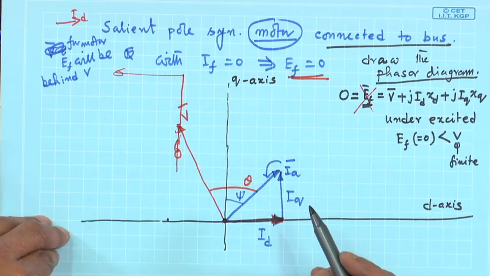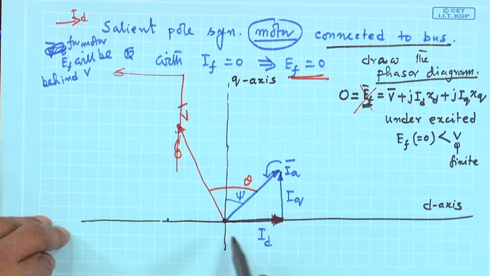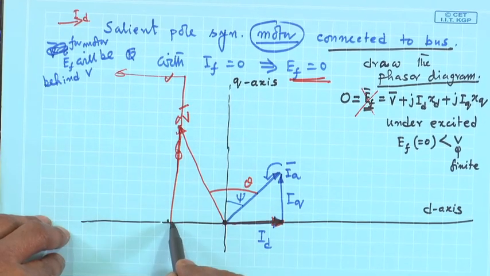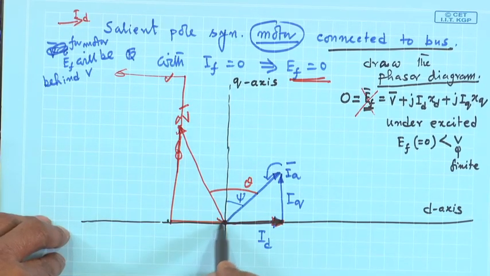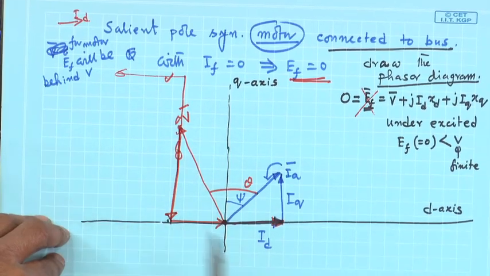No, it cannot be. So, it must be j Id Xd and j Iq Xq. Is it not? This will be the thing. I will redraw it nicely.